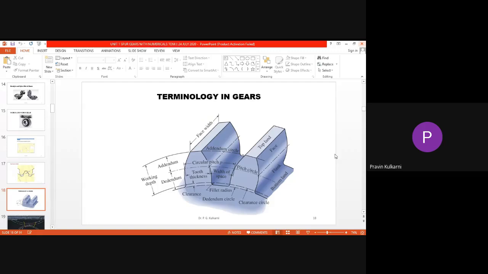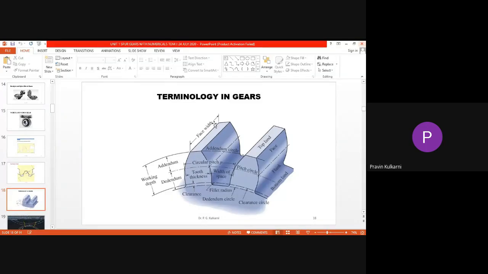This is very, very important. A circle passing through the top land is called the addendum circle. Addendum is the height of the tooth outside the pitch circle. Dedendum is the height of the tooth inside the pitch circle. Working depth is calculated by deducting clearance from total depth.